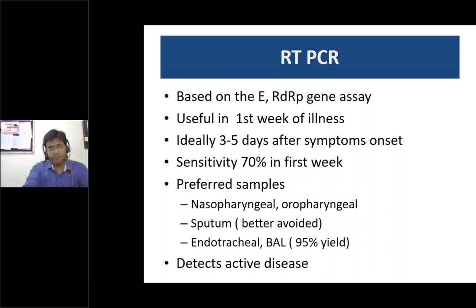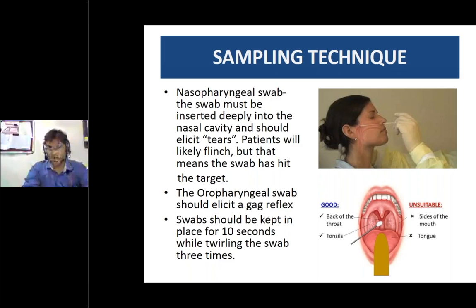Endotracheal aspirate and BAL give the best yield. They are around 95% of the yield. RT-PCR is helpful in detecting active disease. Sampling techniques include nasopharyngeal swab and oropharyngeal swab. The technique is essential to have a good yield.